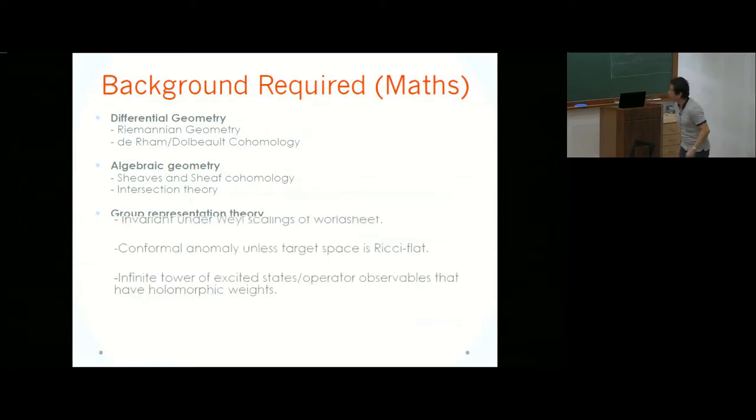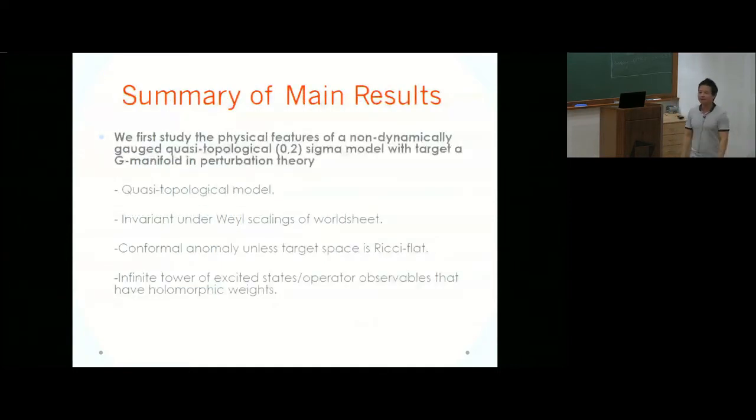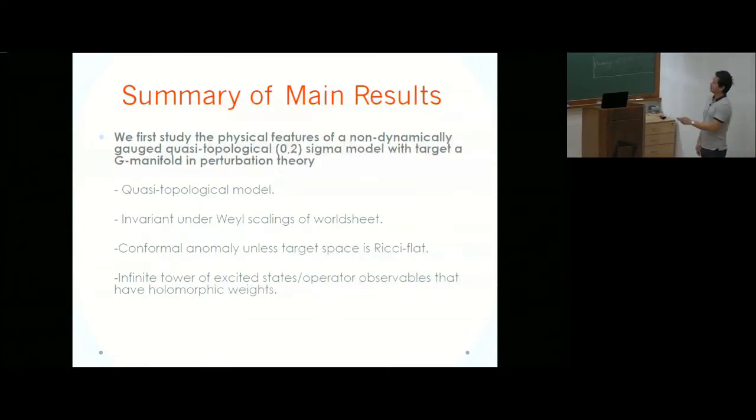Okay, that's cool. So, a summary of the main results. We first study the physical features of a non-dynamically gauged quasi-topological, I'll explain in what sense it's quasi-topological, more clearly a (0,2) sigma model with target a G-manifold, in perturbation theory. So no instantons. We just consider the zero mode to be a constant map from the worldsheet onto the target space. The scalar fields are just maps from the worldsheet into target space. You could see it as a degree zero worldsheet instanton.